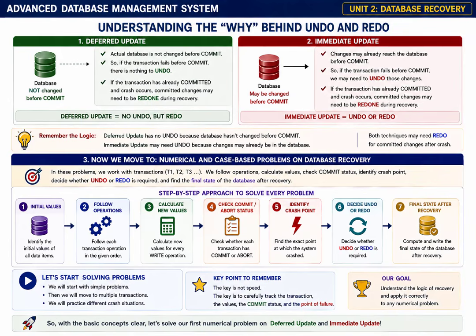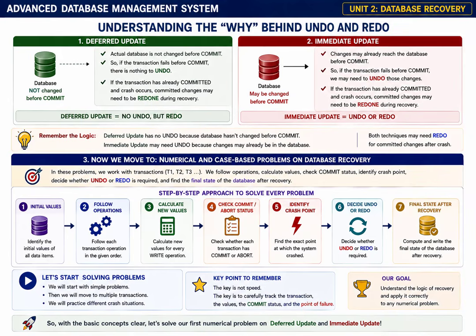Now, one important thing. When we solve these problems, we are not going to simply look at the final answer. We will solve each problem step by step, just as we would solve it on the classroom board. For every problem, we will first identify the initial values. Then we will follow the transaction operations one by one. Next, we will calculate every changed value. After that, we will check the commit or abort status. Then we will identify the crash point. And finally, we will decide whether to perform undo or redo and determine the final state of the database. This approach will help you understand the actual logic behind database recovery, rather than simply memorizing the answers.